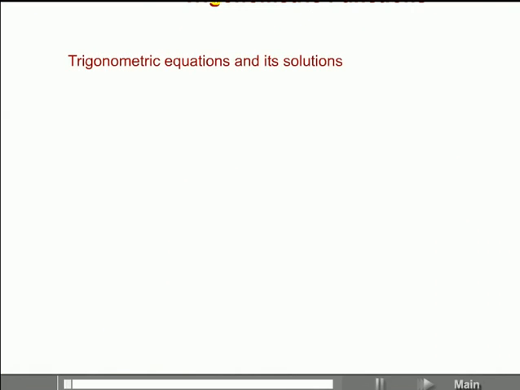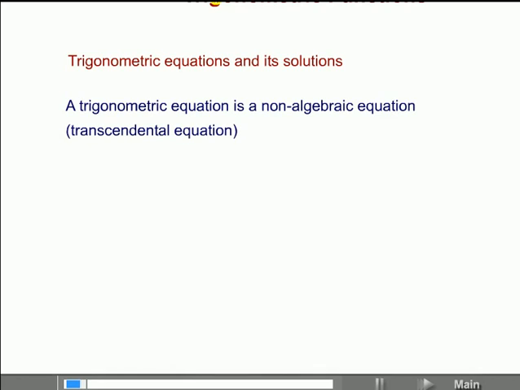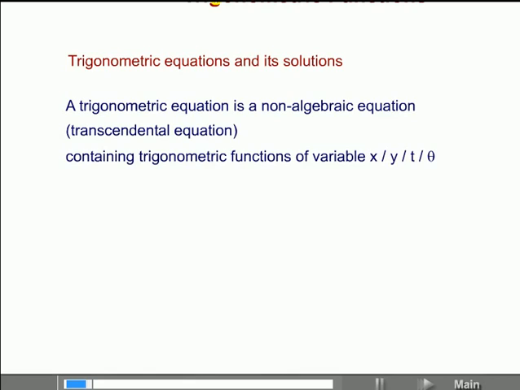Trigonometric equations and its solutions. A trigonometric equation is a non-algebraic equation, a type of transcendental equation containing trigonometric functions of variables like x or y or t or theta.